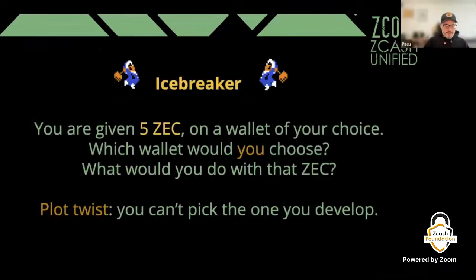All right, so we're going to start with an icebreaker. A question I want to ask you, iBek: you're given 5 Zec on a wallet of your choice. Which wallet would you choose, and what would you do with that Zec? There's a little trick here: you cannot pick your own wallet. You cannot pick Unstoppable. You have to choose any other of the wallets, like Brave, Y Wallet, Zashi, Zingo.